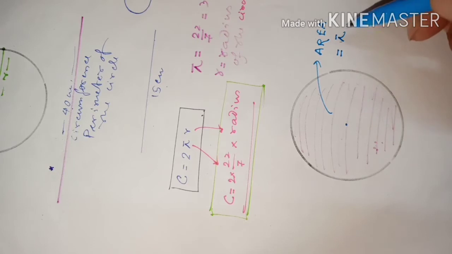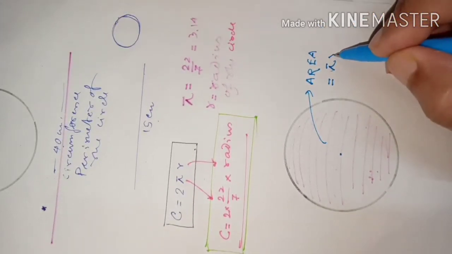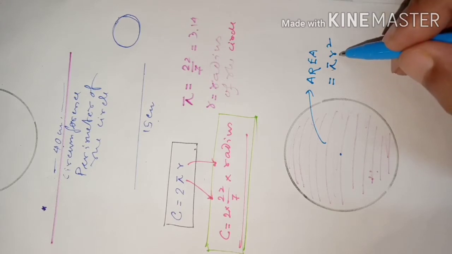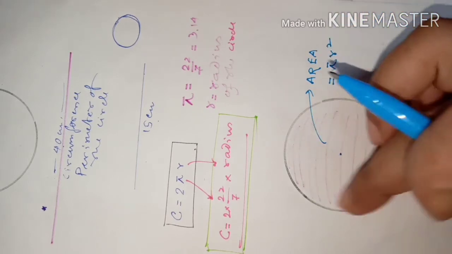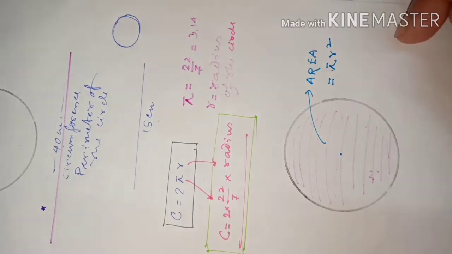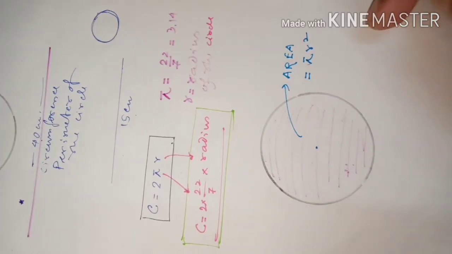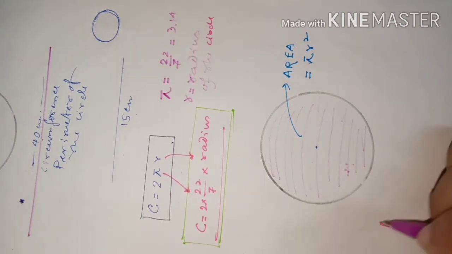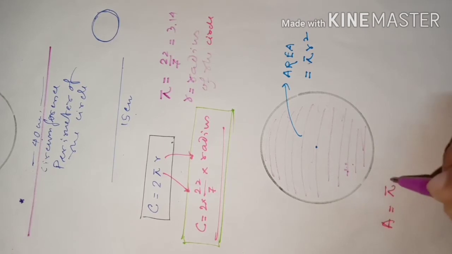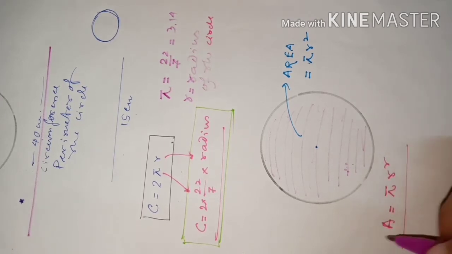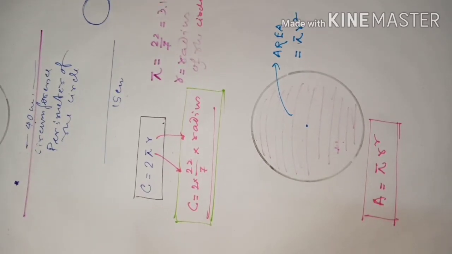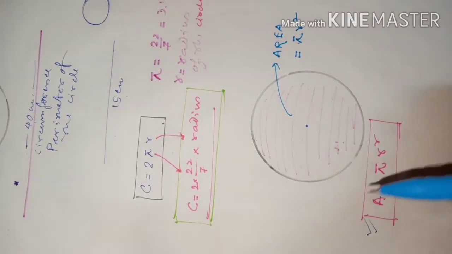How this formula was derived was shown in our previous video. What is that? Pi into r square. The circle was converted into a rectangle, then by finding the area of the rectangle, we got the area of the circle also. So area of a circle is pi times r square. A for area. Okay, dear students, we got this also and this also.